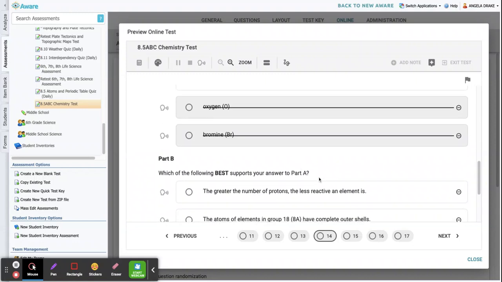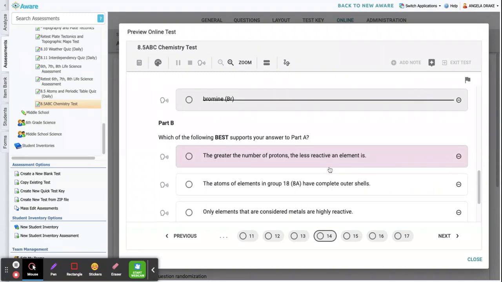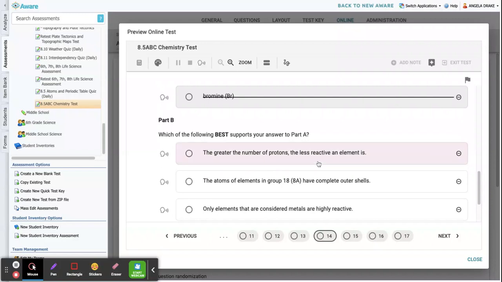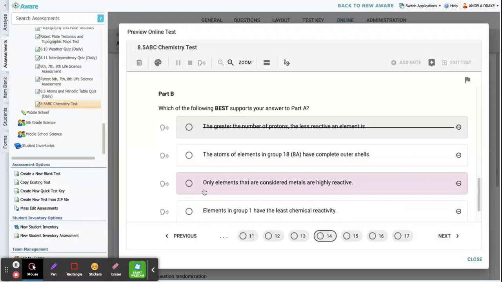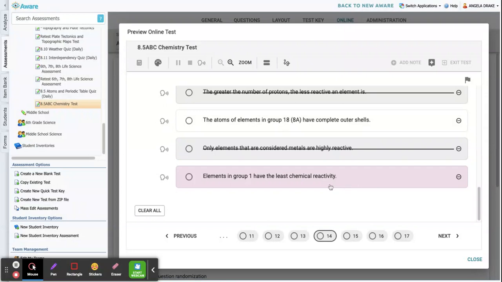All right, which basically supports your answer. The greater the number of protons, no, we talked about it. We're talking about valence electrons here. The atoms of elements in group 18 have complete outer shells. That is true. Only elements that are considered metals are highly reactive. No. Elements in group 1, they're highly reactive, just like group 17.